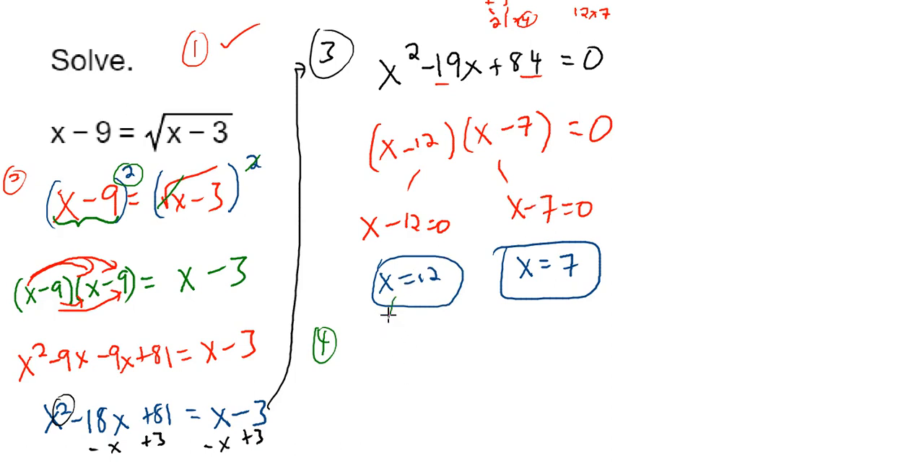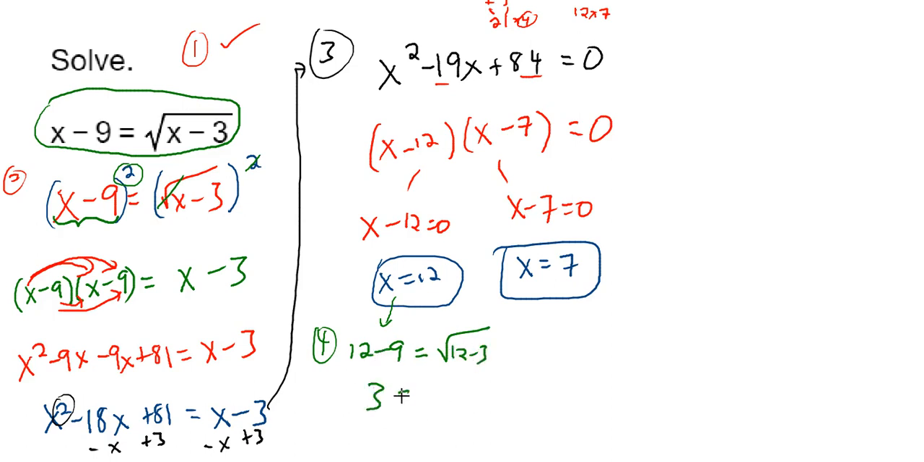So let's check 12. We'll do that one first. We're checking it here in the original equation. So we're going to plug 12 in for x. We'll have 12 minus 9 equals the square root of 12 minus 3. 12 minus 9 is 3. 12 minus 3 is 9, right? And then we get the square root of 9, which is going to be 3. And so 12 works out. It actually does solve the equation. It gives you the same thing on both sides.